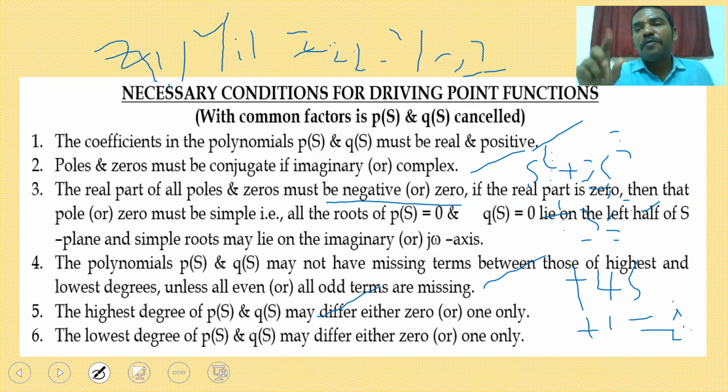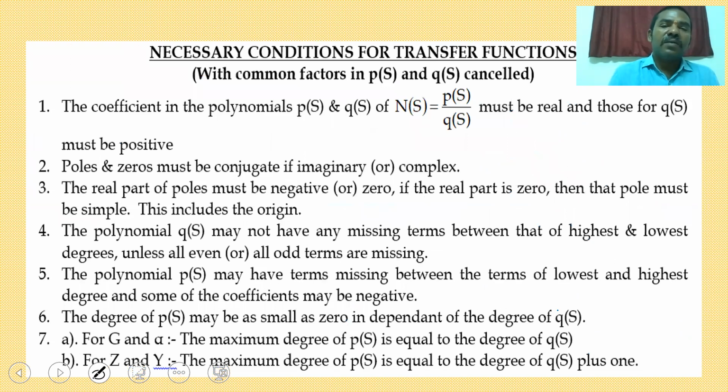If s power 5 and s power 1 are there, it is not accepting the necessary conditions for highest degree or lowest degree also. So this is the necessary condition of the driving point impedance. So similarly for transfer functions also, you can get almost the same thing only.